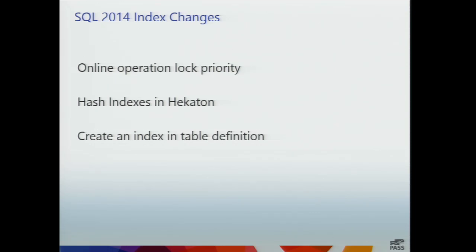We have new hash indexes in Hekaton, and this has to do with the new Hekaton engine in SQL Server 2014. I can create a named non-clustered index that is not associated with a constraint whenever I create a table. It's going to be in the actual create table definition, so I don't have to create a table and then have separate create index statements afterwards. I can do it all in one fell swoop.